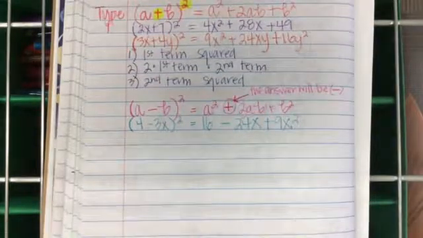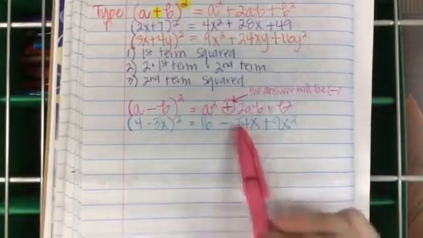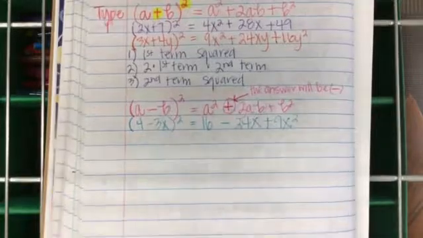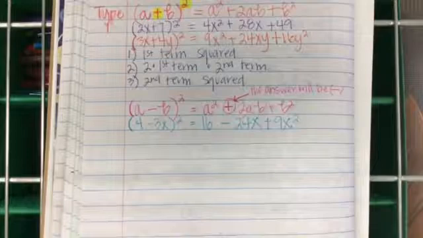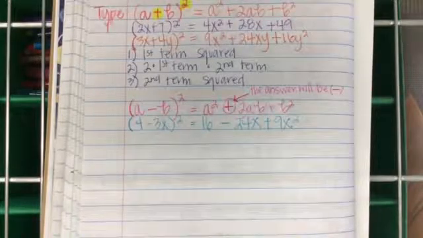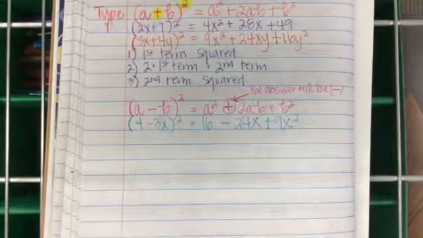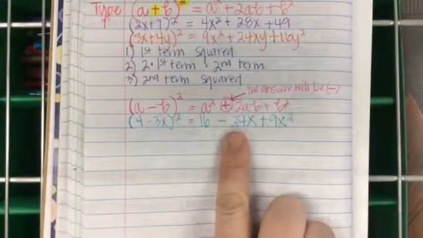Does that make sense? Because a positive times a negative, that's the way the pattern works. You're going to only have one negative. So in your answer, you're going to have a negative instead of a double positive. So it's the same formula, except when it's a minus problem, your answer has a minus inside of it.